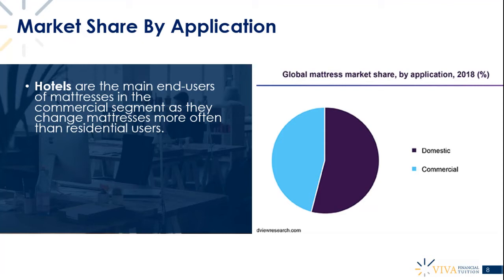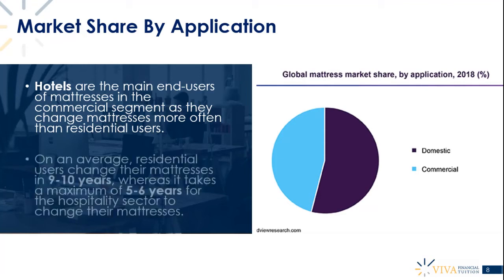Hotels are the main end users of mattresses in the commercial or corporate segment, as they change mattresses more often than residential users. Now, you'll remember from your pre-seen, if you've read the pre-seen, that the company in the pre-seen, AmaZZZing, does not currently cater to the corporate market. But you can see here on the right, based on this breakdown from 2018, the commercial segment is very significant indeed. The domestic is, of course, still the majority in terms of market share, but only marginally so, okay? So it is a very big potential market to tap into, the commercial or corporate segment. So something definitely worth keeping an eye on.